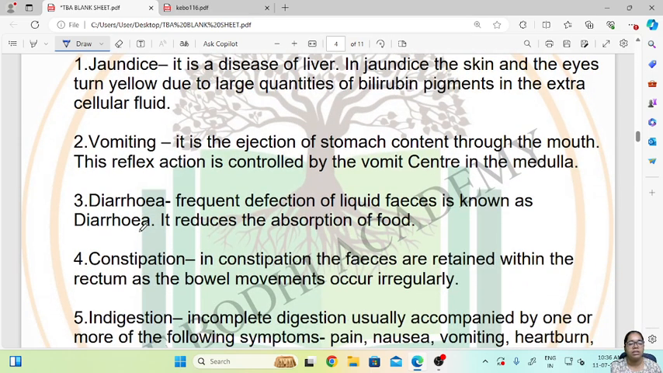Then constipation. In constipation, the feces are retained within the rectum as the bowel movement occurs irregularly. So here what happens is there is a problem in throwing out the fecal material from the body.